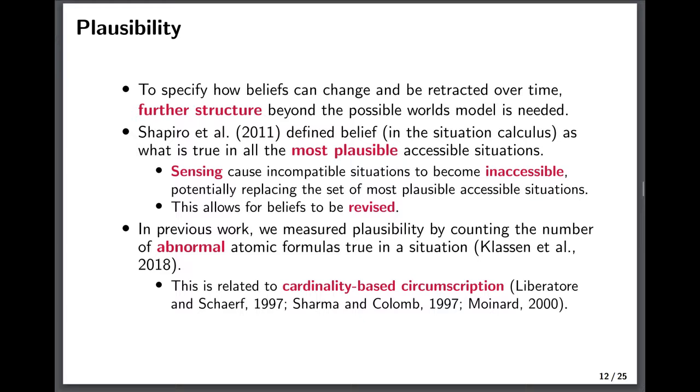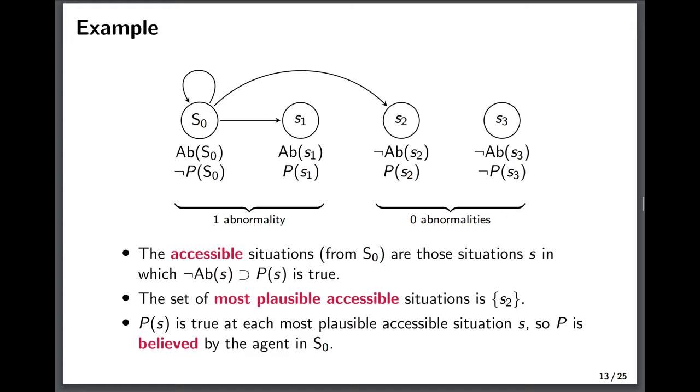In previous work, we proposed to measure plausibility by counting the number of abnormal atomic formulas true in a situation. Note that this is closely related to cardinality-based circumscription, a non-monotonic reasoning technique from the literature. So we continue to follow that approach in this work. Here is an example to illustrate how this works.